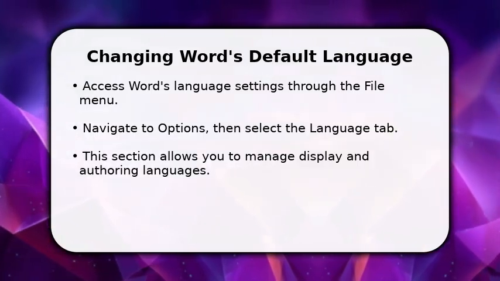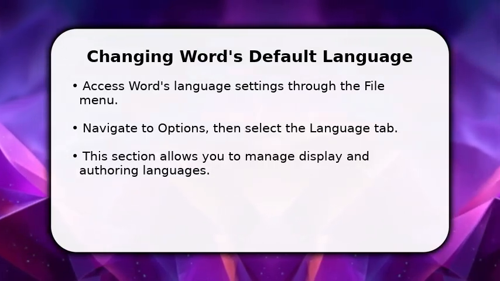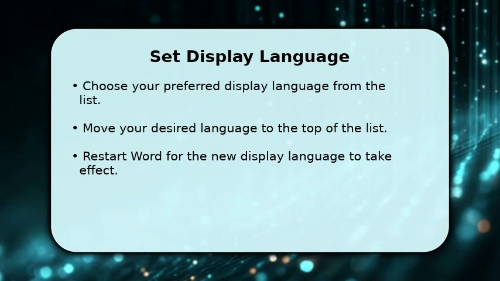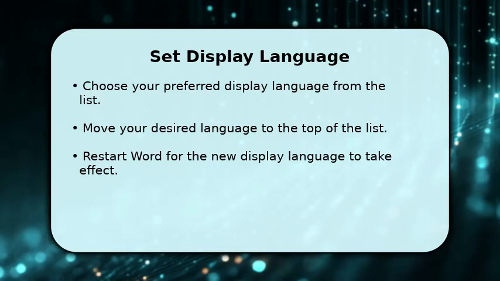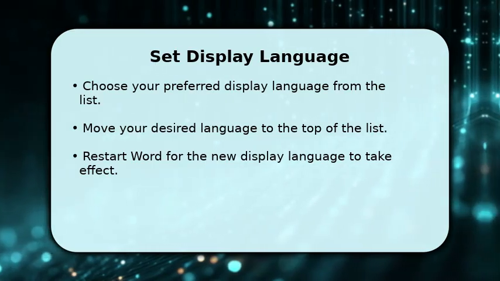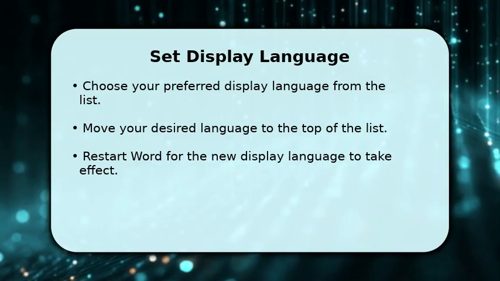Next, click on the Language tab on the left-hand side. This is where we'll manage all language-related preferences. Once in the language options, you'll see two main sections. The first is Choose Display Language. Here, you can select the language for Word's interface, including menus, buttons, and help content.